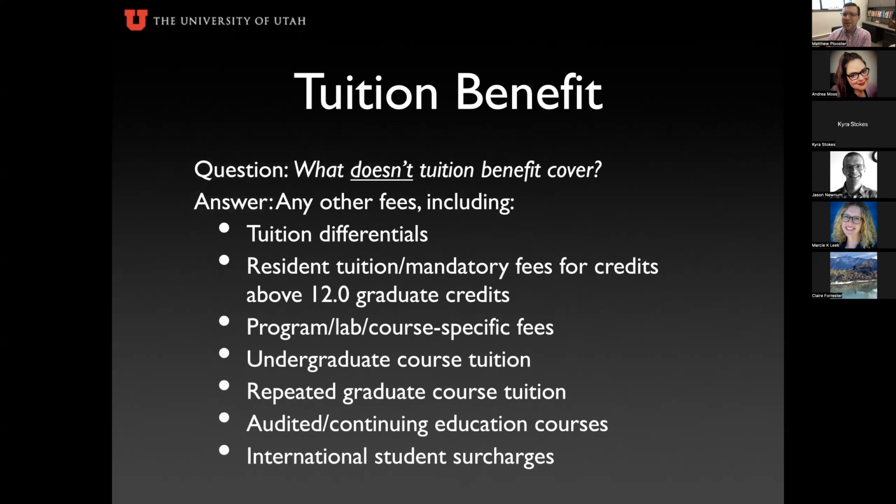So what does tuition benefit not cover? Differential tuition, resident tuition, mandatory fees for graduate credits exceeding 12.0. So if your student is in 12.5, starting with that 0.5 credit, they are responsible for the resident tuition and mandatory fees for that 0.5 and above. Program, lab, and course-specific fees, undergraduate courses, repeated graduate courses outside of those that are mandatory per the curriculum of that degree program, what's in the academic catalog.